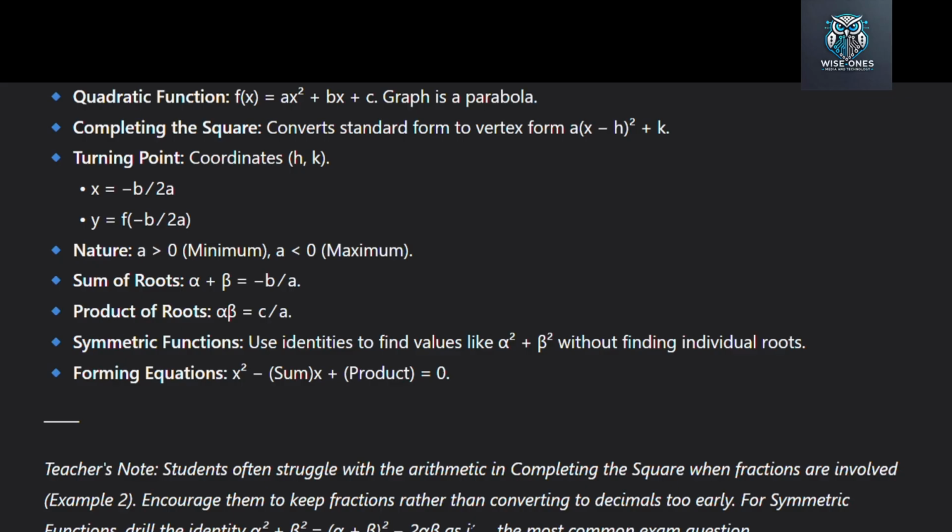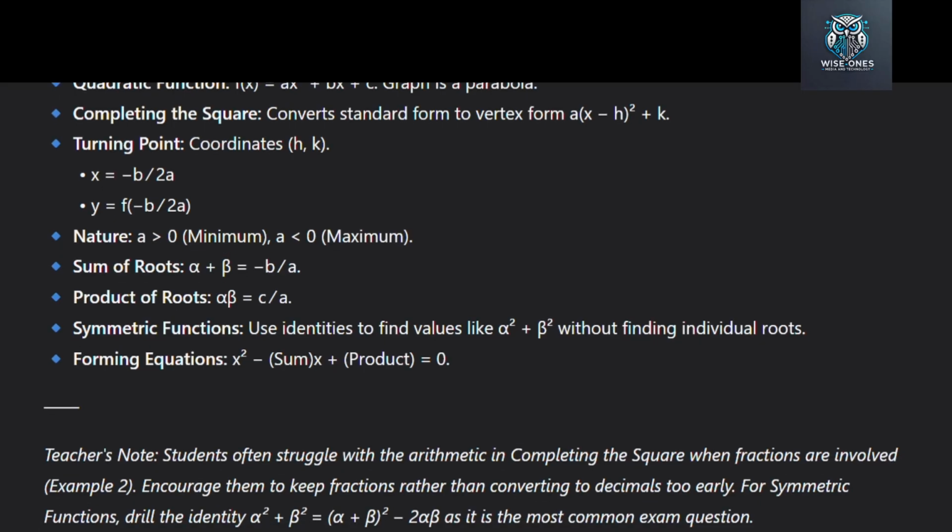Sum of roots, alpha plus beta equals negative b divided by a. Product of roots, alpha beta equals c divided by a. Symmetric functions. Use identities to find values like alpha squared plus beta squared without finding individual roots. Forming equations. x squared minus sum x plus product equals 0.